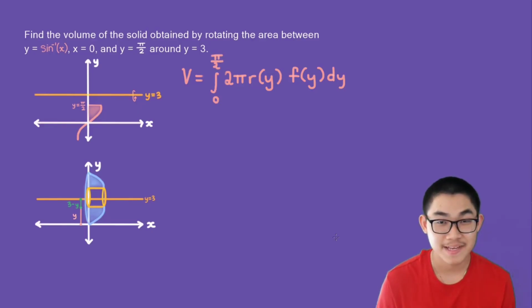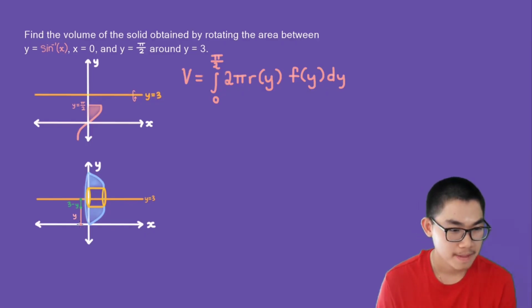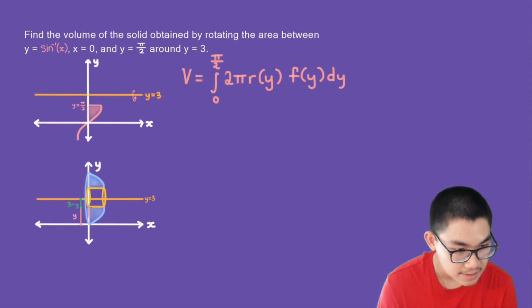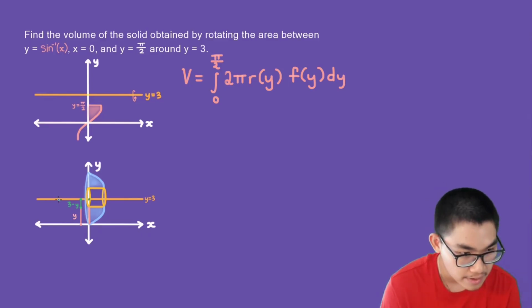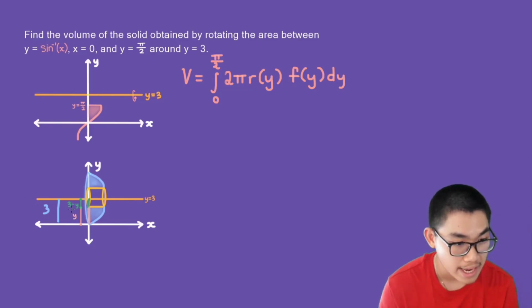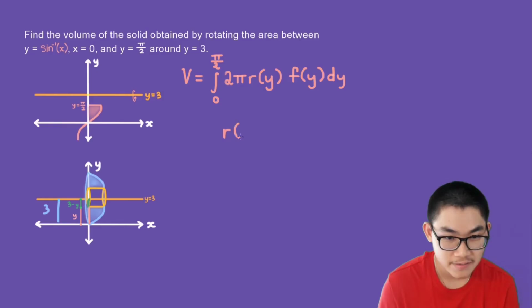The second step is to find the radius and the height. Now, the distance from the center until we reach the shell is always y. So that's the distance right here. The distance from here to here is 3, which means that this right here is the radius. You can just find the radius by taking 3 minus y. Therefore, the radius will be equal to 3 minus y.